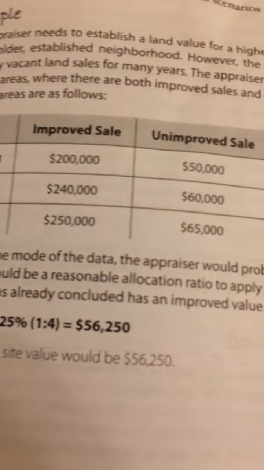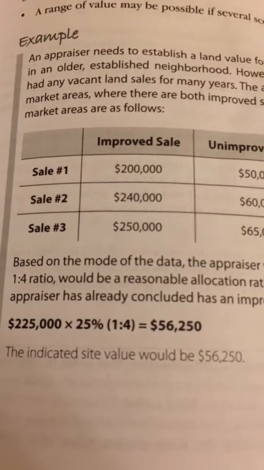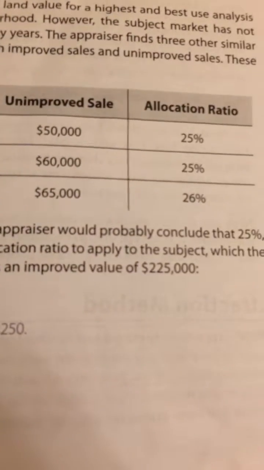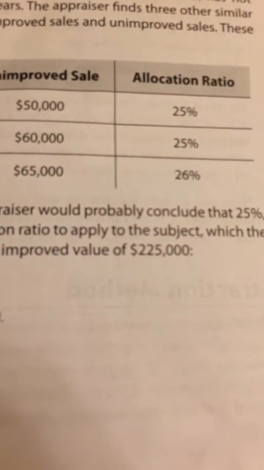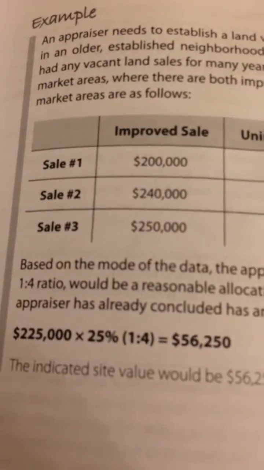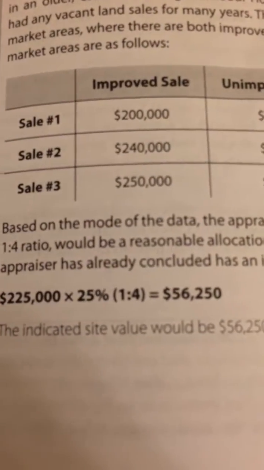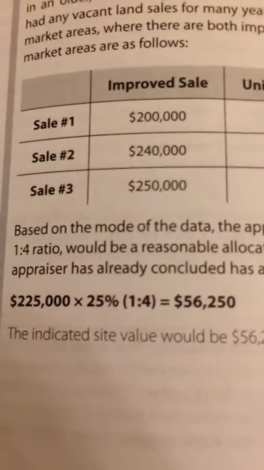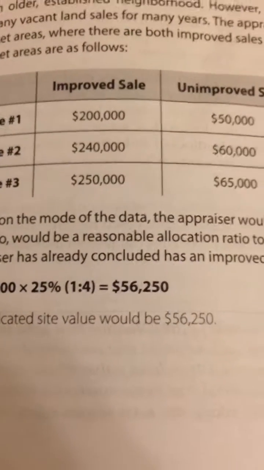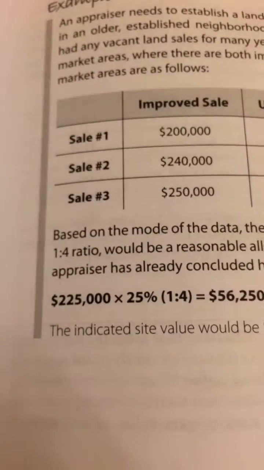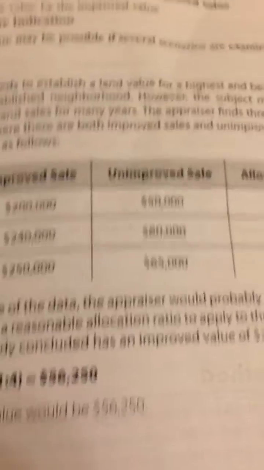Based on the mode of the data, the appraiser would probably conclude that a 25%, or 1/4, ratio would be a reasonable allocation ratio to apply to the subject, which the appraiser has already concluded has an improved value of $225,000. $225,000 multiplied by 25%, 1/4, equals $56,250. The indicated site value would be $56,250.